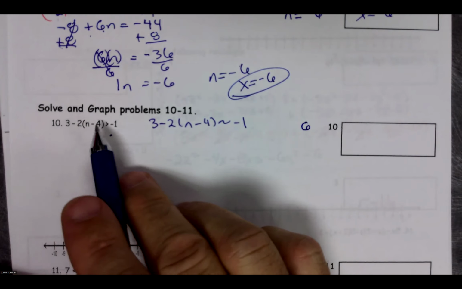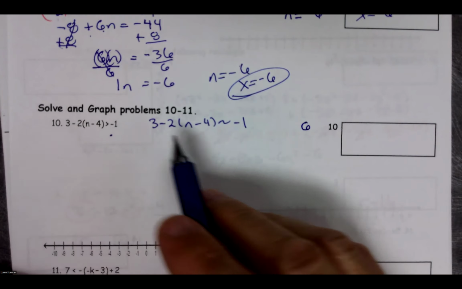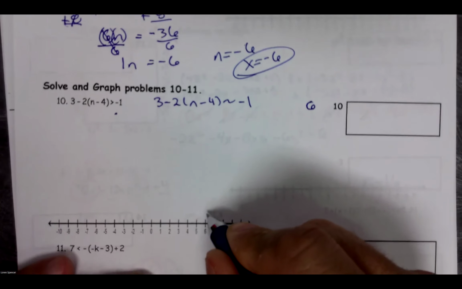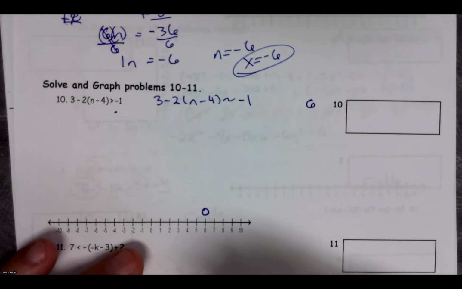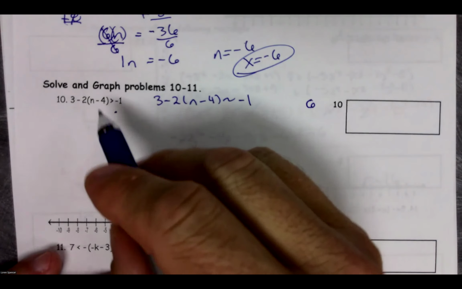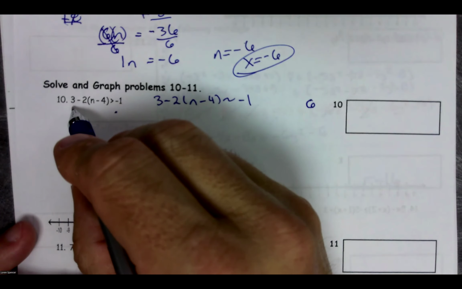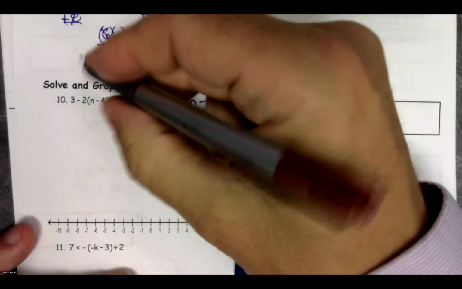Now, we also know that this doesn't have a line, so this means it's going to be a hollow. So we're going to have a hollow here at 6, but I don't know which direction to draw my arrow. So we're now going to have to go back and solve this thing. Well, obviously I have parentheses, so I'm going to have to distribute. So I'm going to distribute this -2.